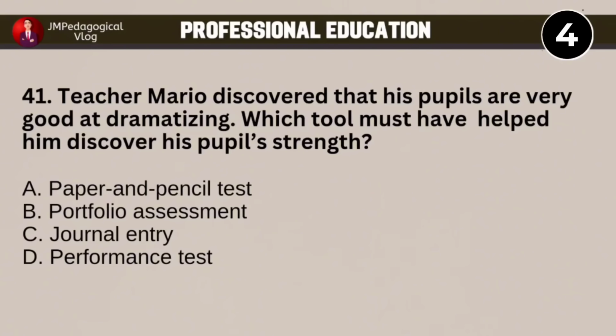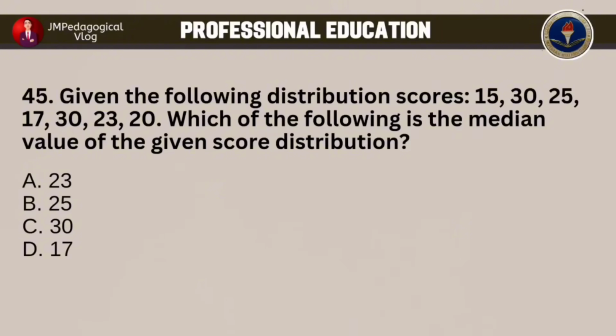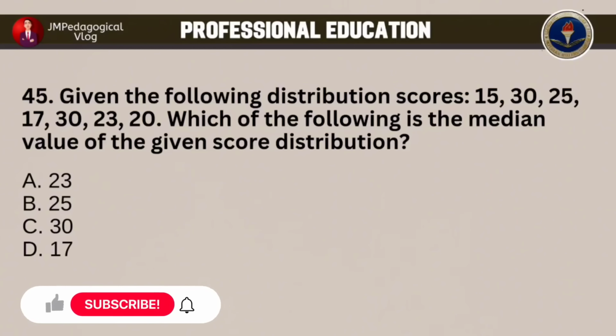45. Given the following distribution of scores: 15, 30, 25, 17, 30, 23, 20. Which of the following is the median value of the given score distribution? A. 23. B. 25. C. 30. D. 17. A. 23.